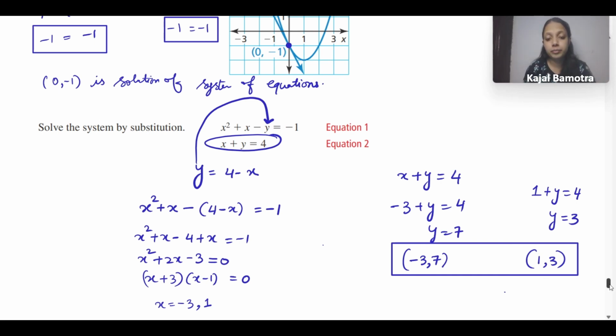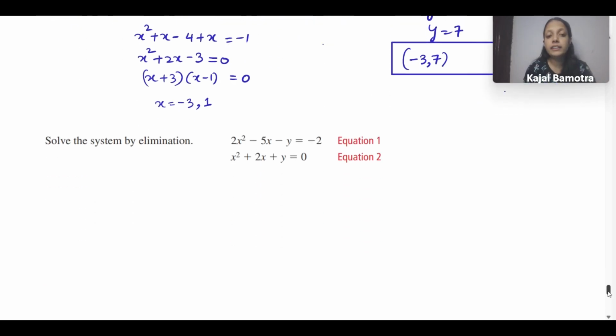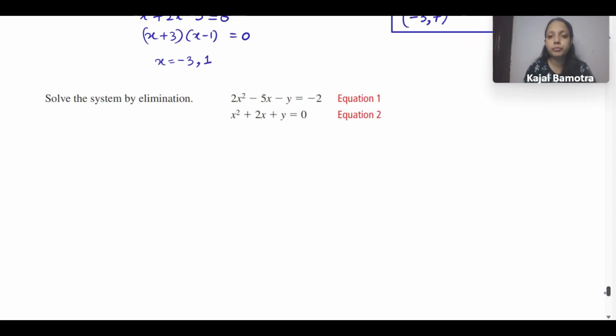Next, solve the system by elimination. Look at the first: x will not cancel. But y can be cancelled if I add these two equations. So I am adding equation 1 and equation 2.